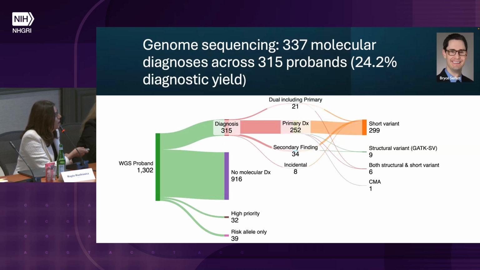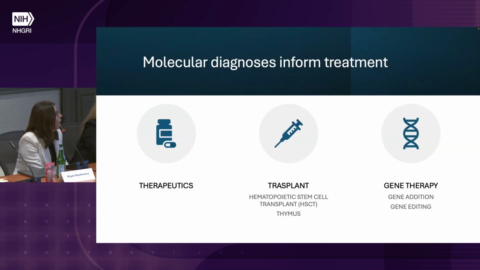So why are these molecular diagnoses so important? They really can inform treatment, and that includes therapeutics, consideration for transplant, and this includes either hematopoietic stem cell transplant or thymic transplant. And then the growing field of gene therapy, both gene addition and gene editing.